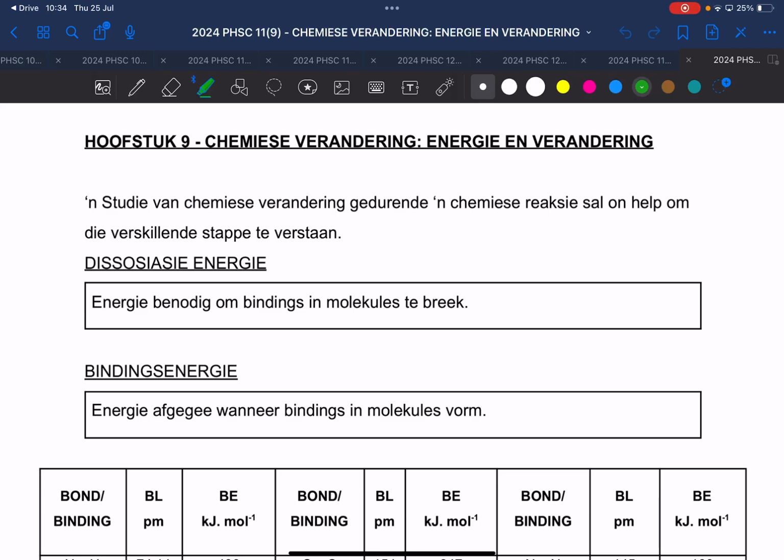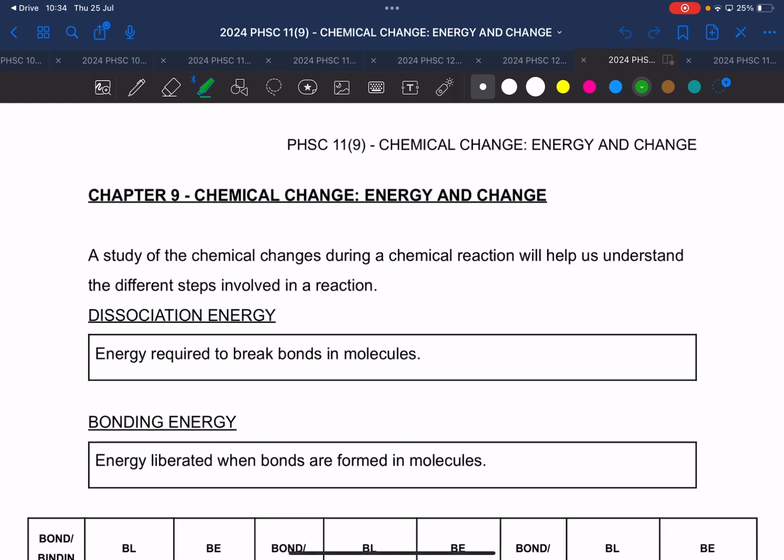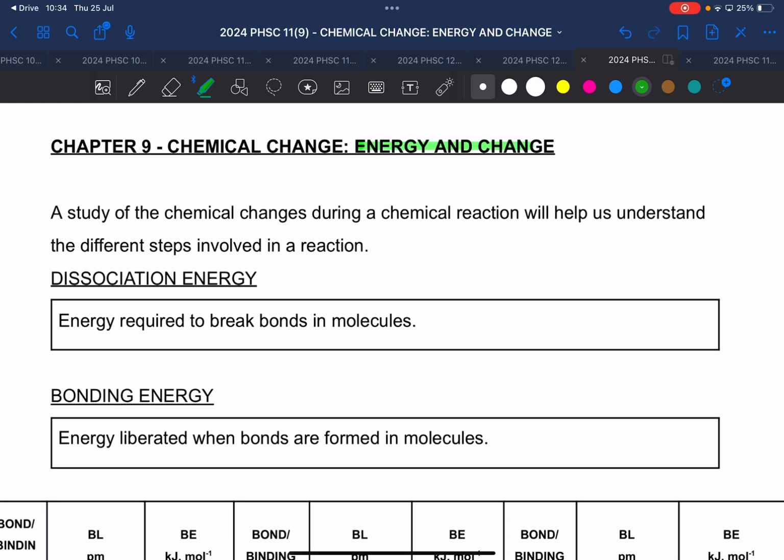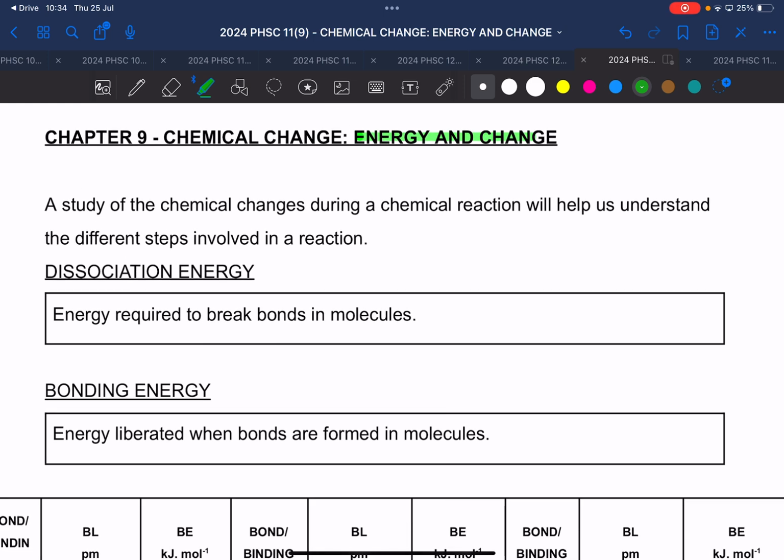It has to do with energy and energy change. And we are specifically going to look at exothermic and endothermic reactions, and graphs.